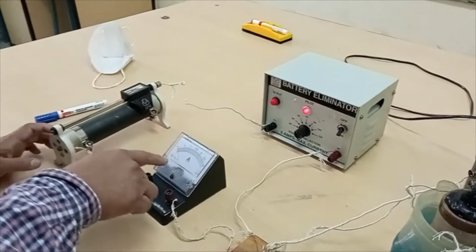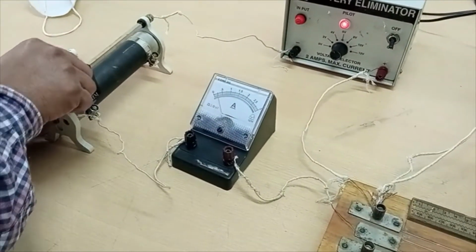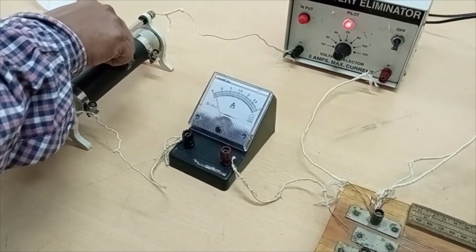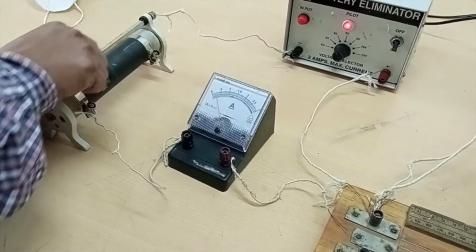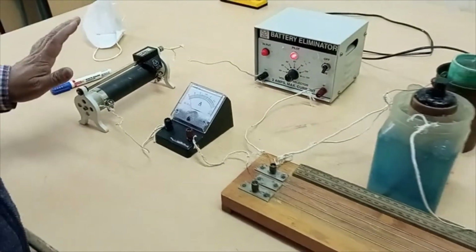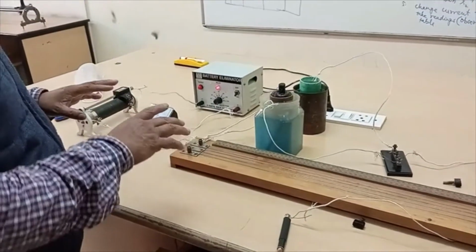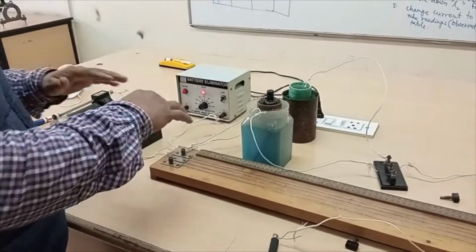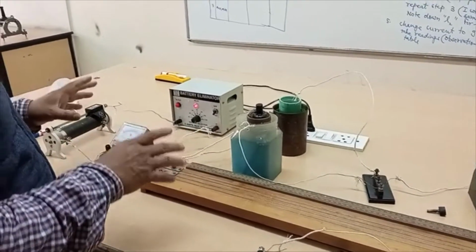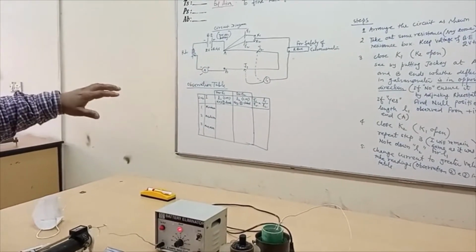Now the current here, you can see the current, this current is kept at minimum. You can see the deflection in the ammeter needle. So we will keep this current at minimum. Now first of all, we will arrange the apparatus, whatever apparatus we are using, in such a way as it is there in the circuit diagram.